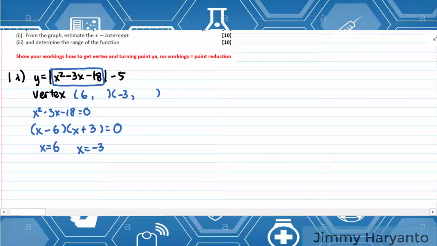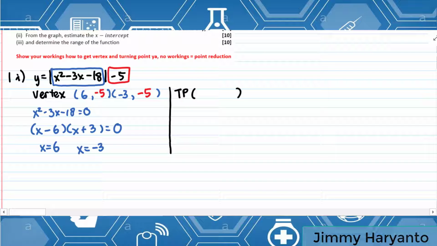Until here you got it right, but for the y, most of you say it's 0. It's not 0. Take a look at this constant and put it into the y. So the vertex will be (6, negative 5) and (negative 3, negative 5). Okay, and when we are done with the vertex, we have to find the turning point.